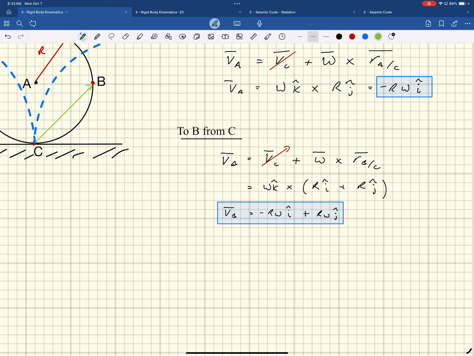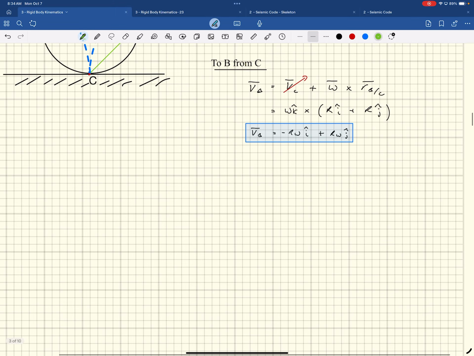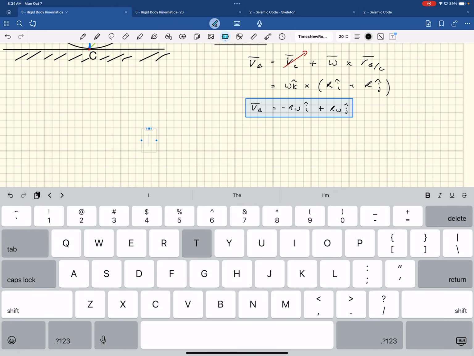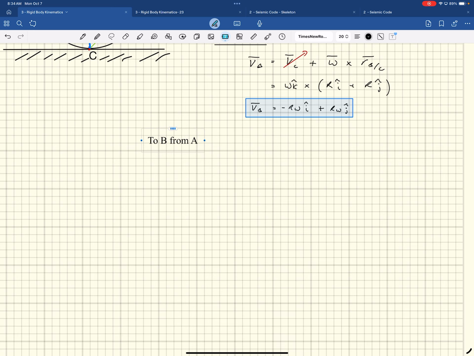And this would be one where the calculator might be all right, because you set that up with 0, 0, omega, and then you cross it with R, comma, R, comma, 0, and then it would pop out that you would get this. You could do either one. Okay, so that's VB from C. You don't have to do both of them.